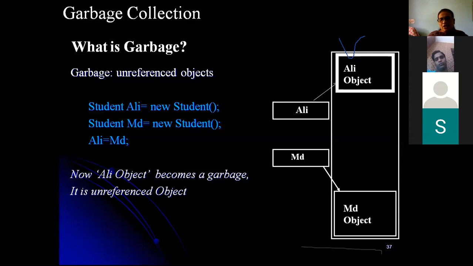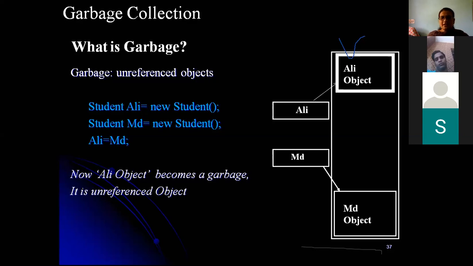What is actually garbage collection? Garbage indicates something unused. When there is unused space available in memory, that space can be used by another object or another class. That is why the garbage collection concept is there.